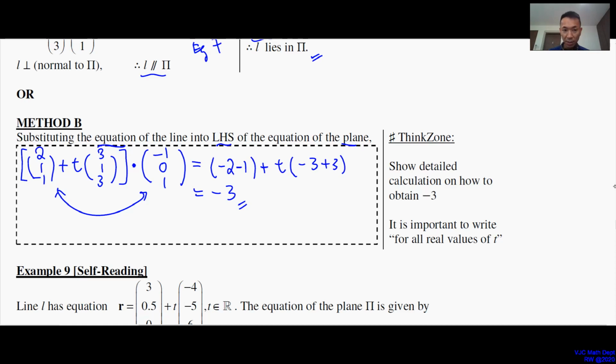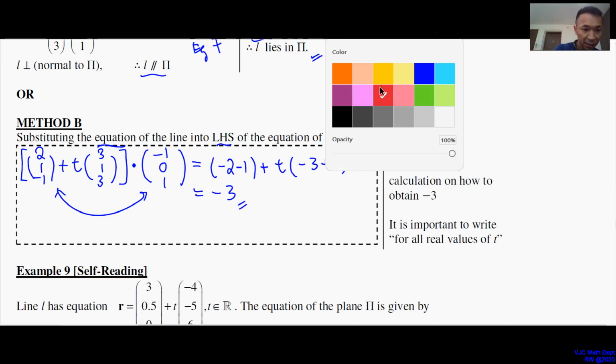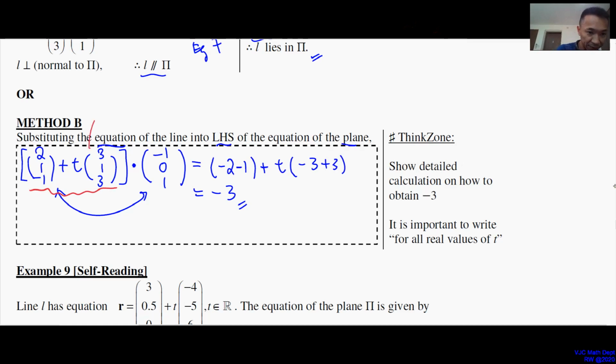So, see again, this is the equation of the line, correct? This is the line. You sub into the plane. The plane has equation this. You sub into the left hand side of the equation of the plane. We don't assume it's minus 3 first, you sub in. You realize, you do get minus 3.